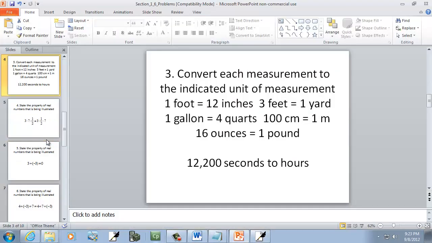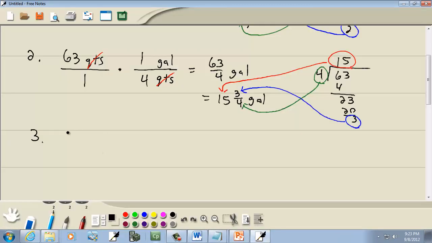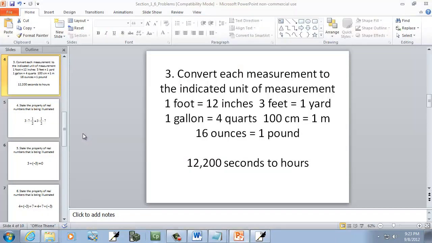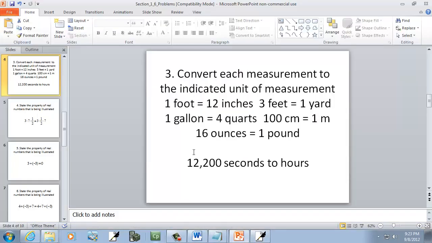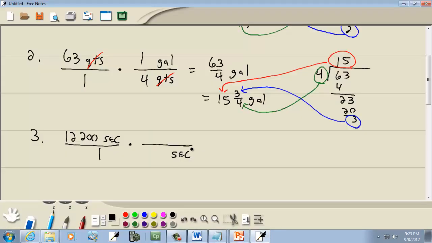One more. Then we'll look at the different properties. So here we have 12,200 seconds over 1. Okay, dimensional analysis. Put in fraction form. If seconds is up here, seconds has to be down here. Well, I don't know how many seconds are in an hour, but I do know how many seconds are in a minute, so I can do that conversion. There's 60 seconds in 1 minute.